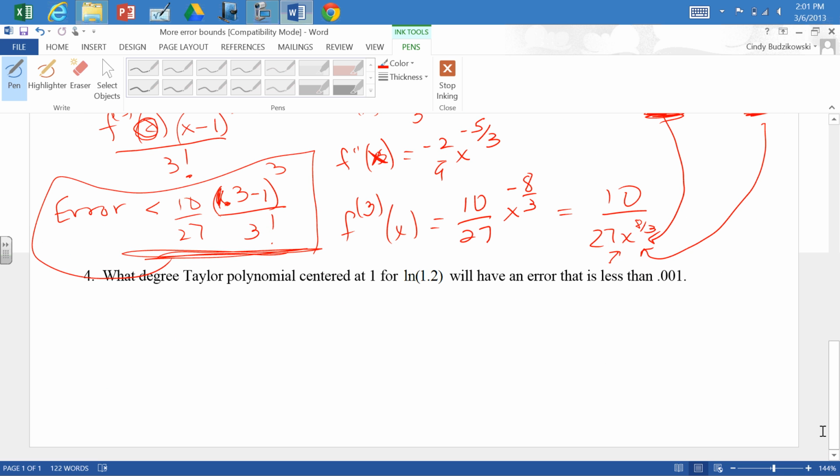Okay, and the last one, we are centering it at 1. We're looking at natural log of 1.2. Oh, this is different. What degree Taylor polynomial? So we are going to have to figure out what degree we need to use so our error is less than 0.001.